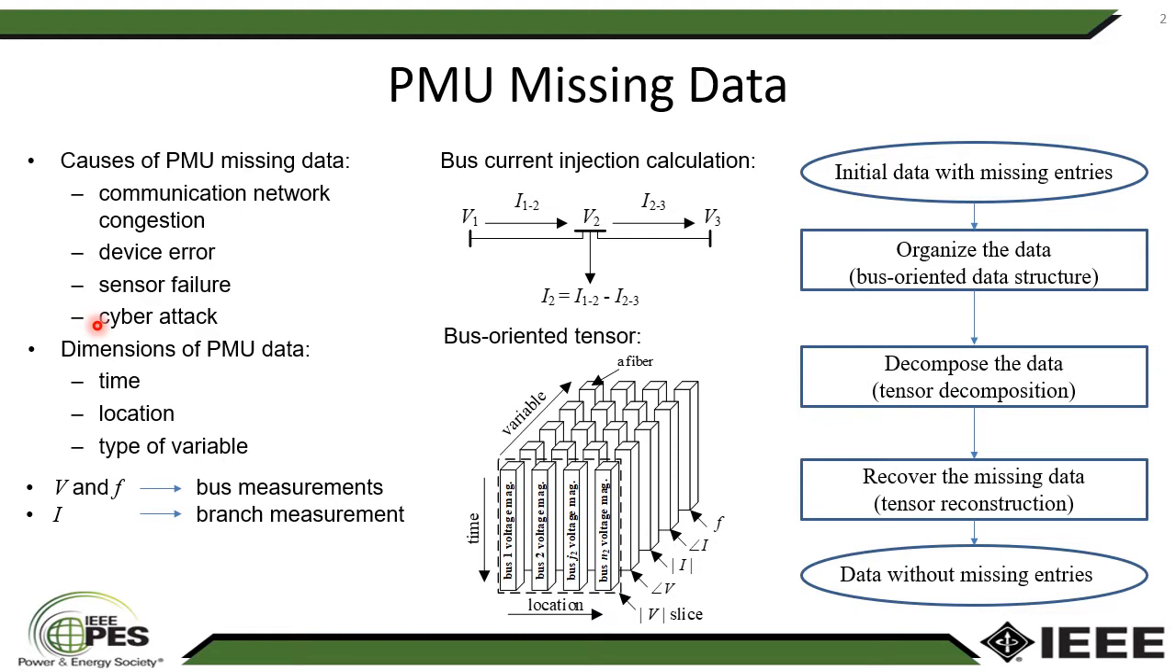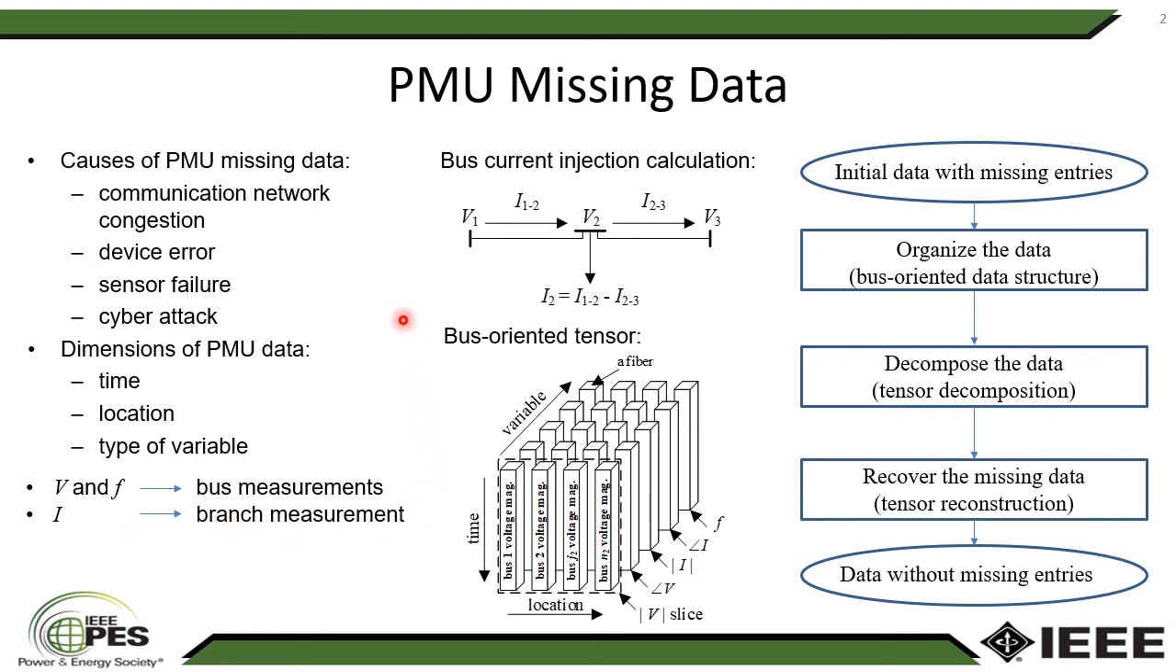PMU data has naturally three dimensions: time, location, and type of variable. Time and location are consistent. However, for the type of variable, voltage and frequency are bus measurements and current are branch measurements.